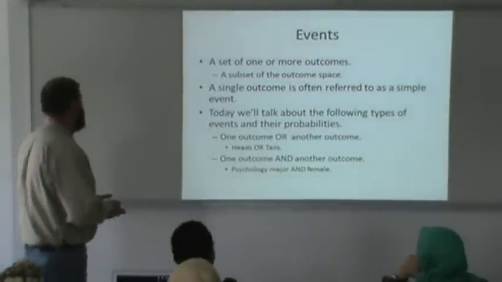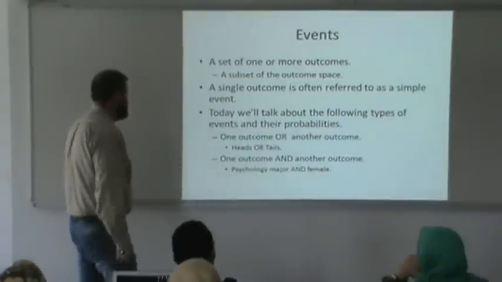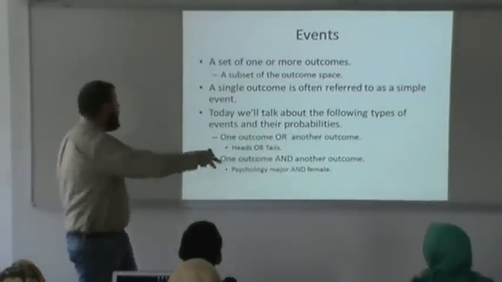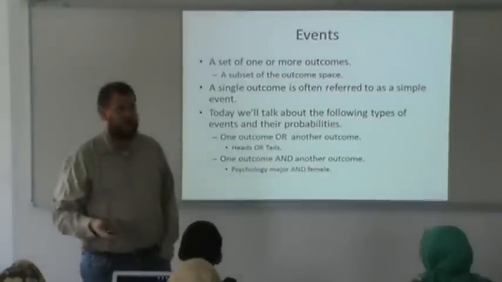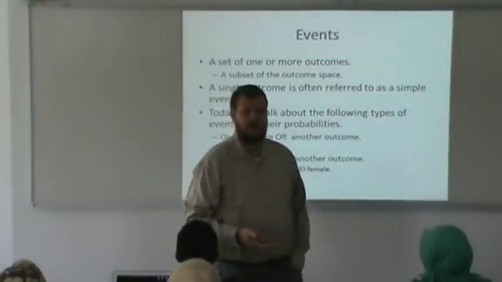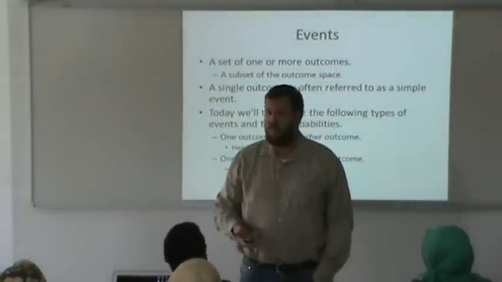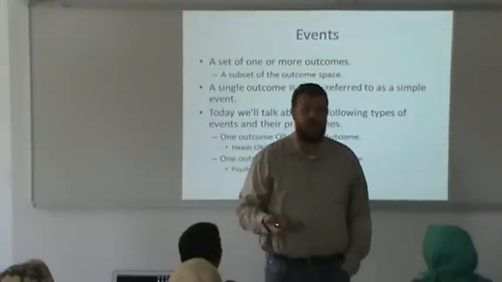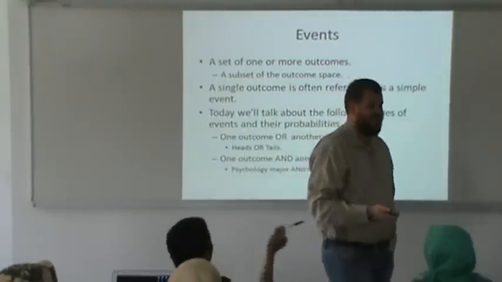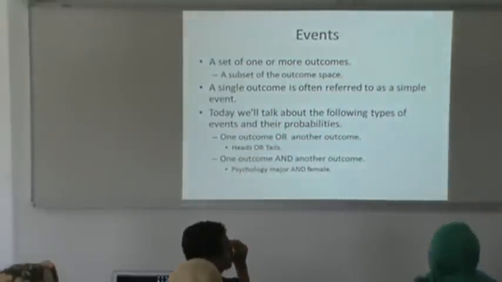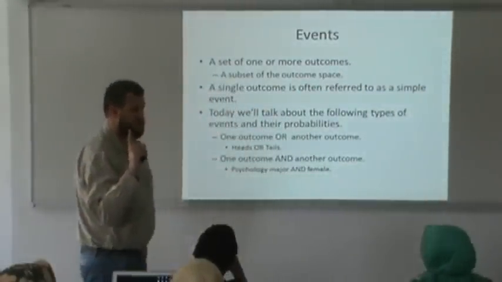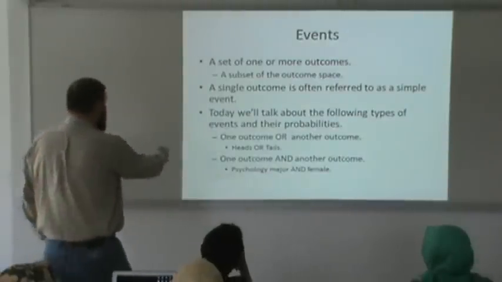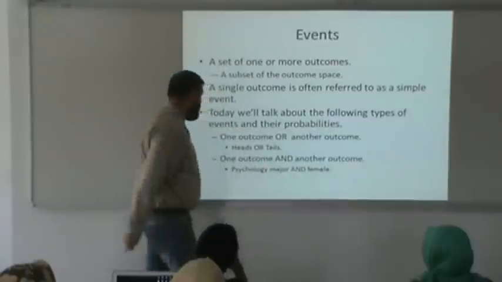So today we'll talk about the following types of events and their probabilities. One outcome or another outcome. For example, a heads or a tails. What's the probability of a heads or a tails? Anyone know? 0.5? No. 100%, which in probability we would say it's 1. Probability is 1.